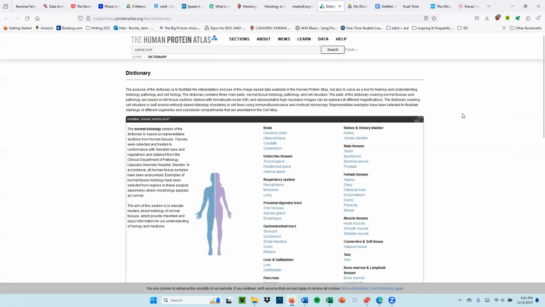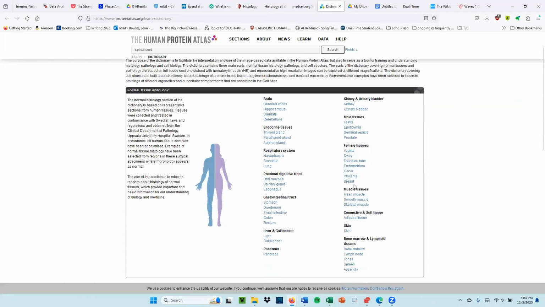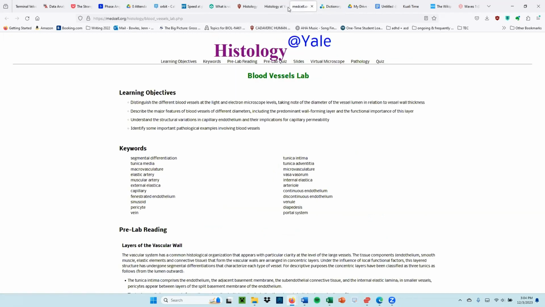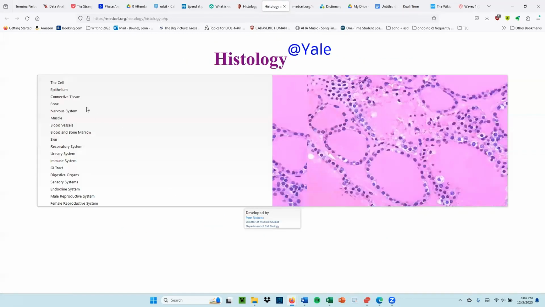The Human Protein Atlas is also really good, but it doesn't have every single system. So that's going to be more relevant for things like the respiratory system or the digestive tract, less so for blood vessels and blood itself. So do we have blood histo? Okay.